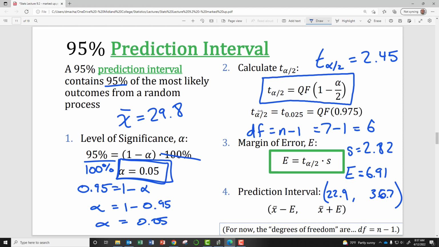So another way you could think about this is that the very next time I measure my car's miles per gallon, there's a 95% chance that the miles per gallon I measure will fall between 22.9 and 36.7.